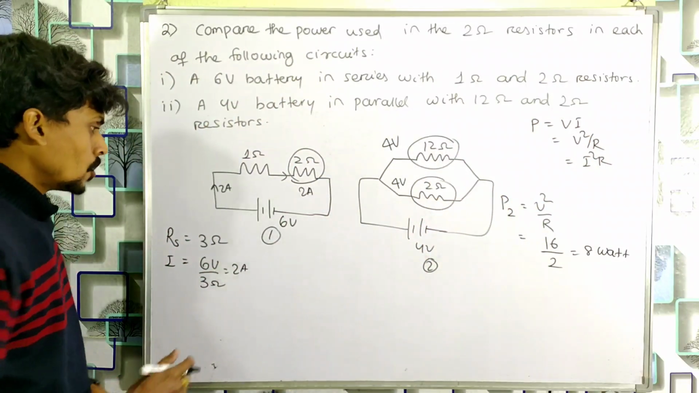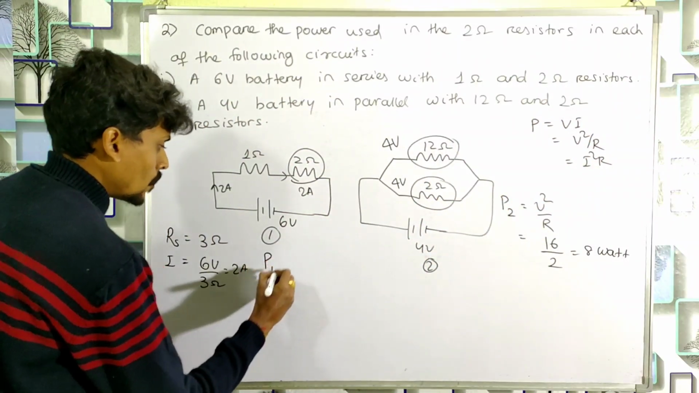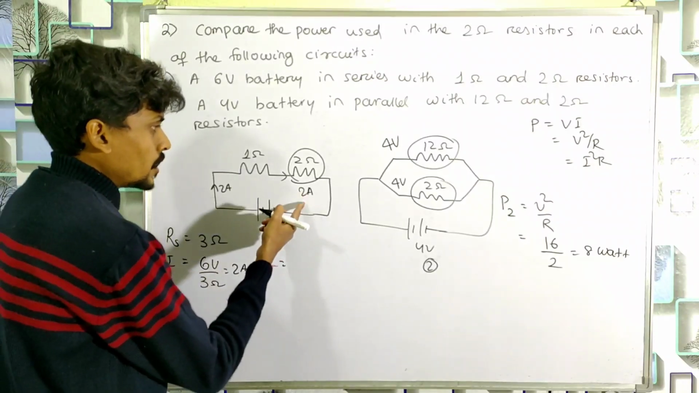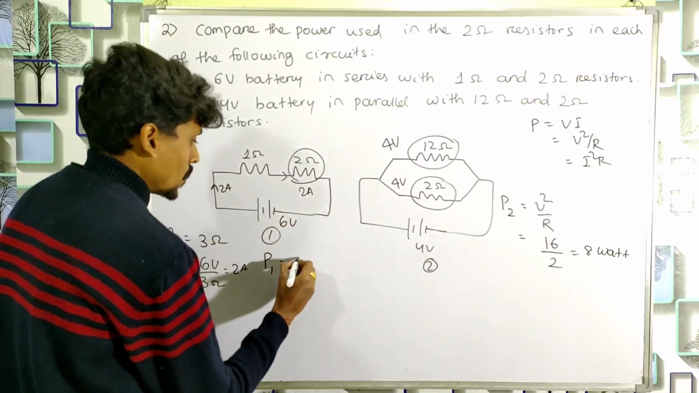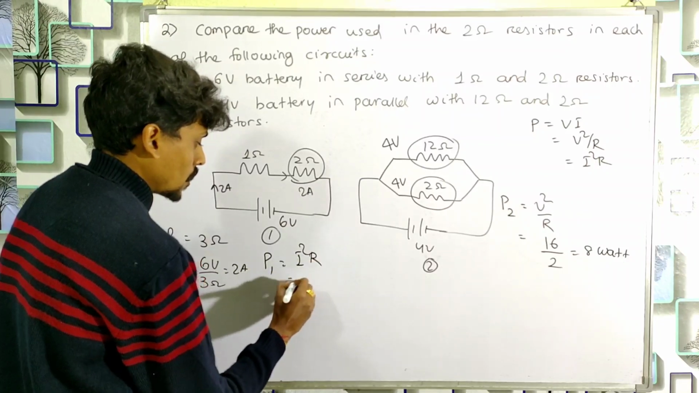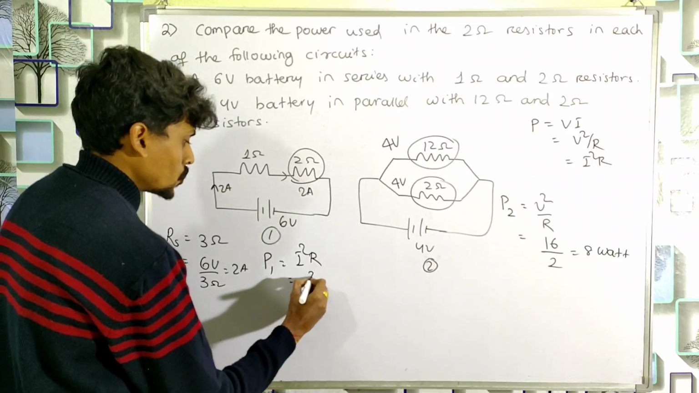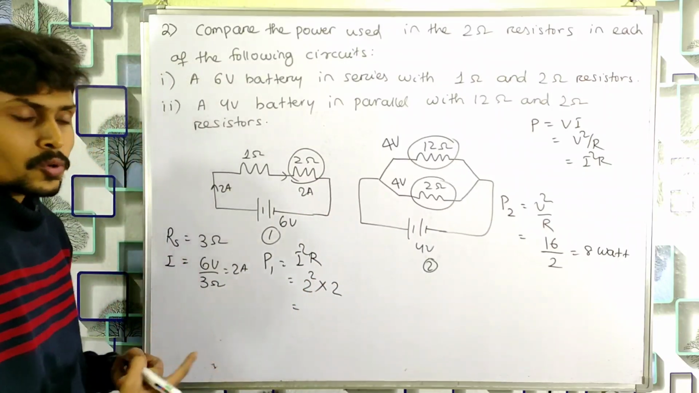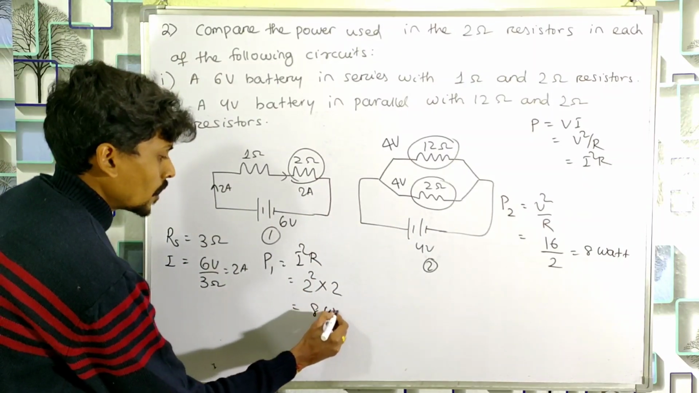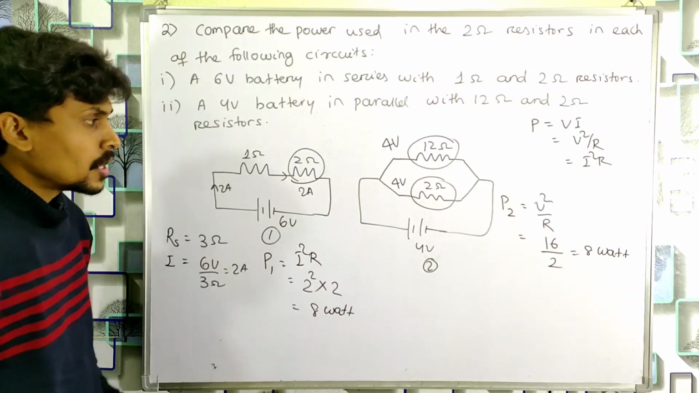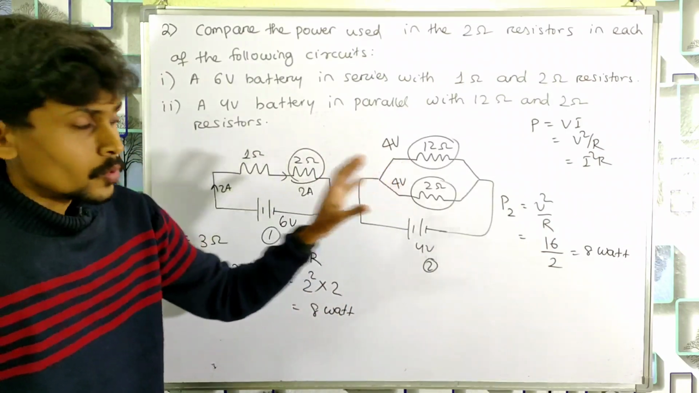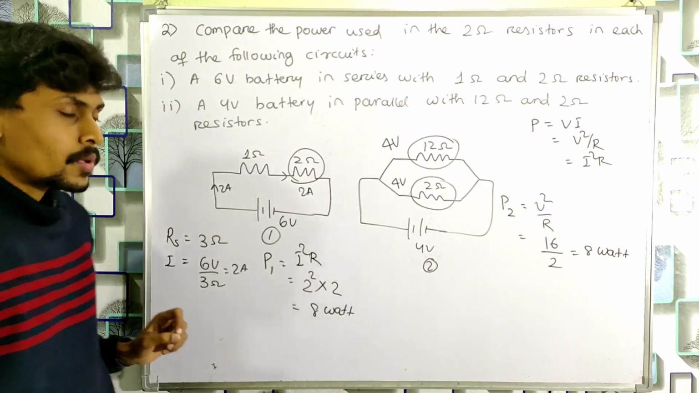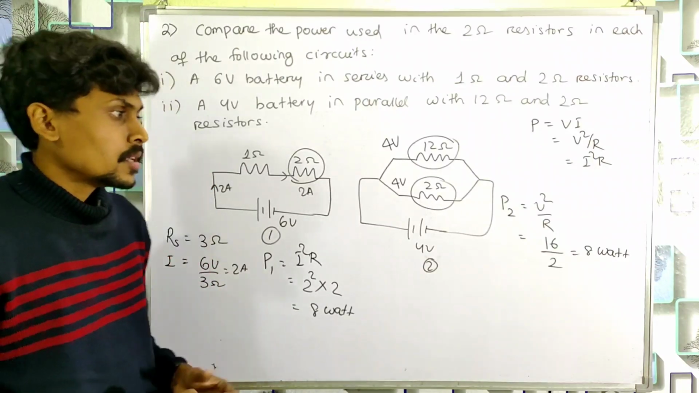So in this case, P1, the power across this 2 ohm resistor, will be current square into resistance, I square into R. Current is 2 ampere. So 2 square into R, 2 ohm. So 2 square is 4. 4 into 2 will be 8. So again we'll get the same answer, 8 watt. So in both circuits the 2 ohm resistor consumes the same amount of power, and the value is 8 watt.